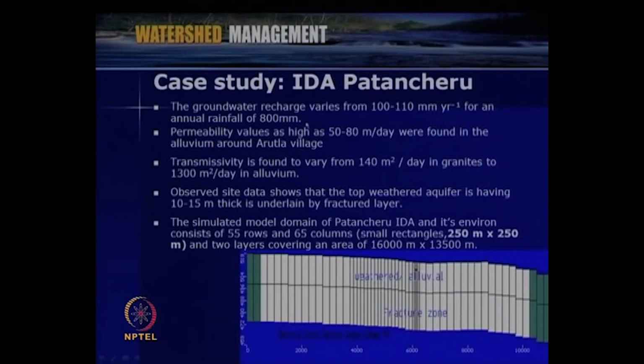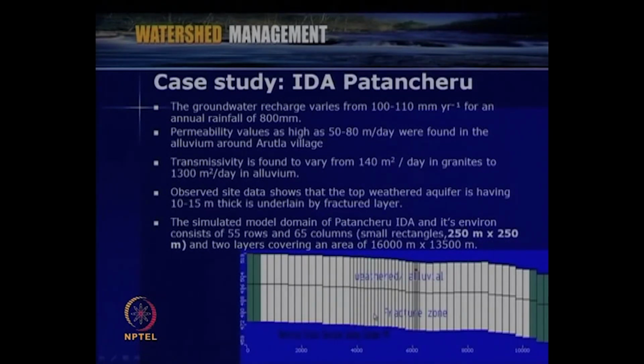In this area the groundwater recharge varies from 100 to 110 mm per year for an annual rainfall of 800 mm. Permeability values vary from 50 to 80 meters per day, and transmissivity varies from 140 to 1300 square meters per day. Offset site data shows that the top weathered aquifer is 10 to 15 meters thick, underlain by a fractured layer. The simulated model domain consists of 55 rows, 65 columns with an approximately 250 meter by 250 meter grid, and 2 layers.